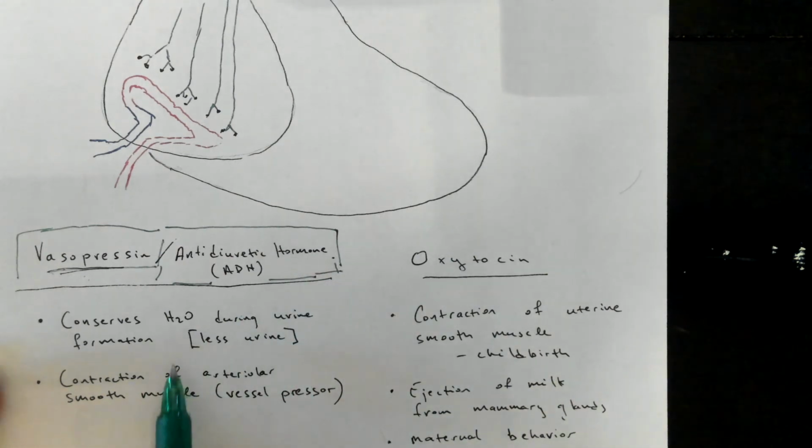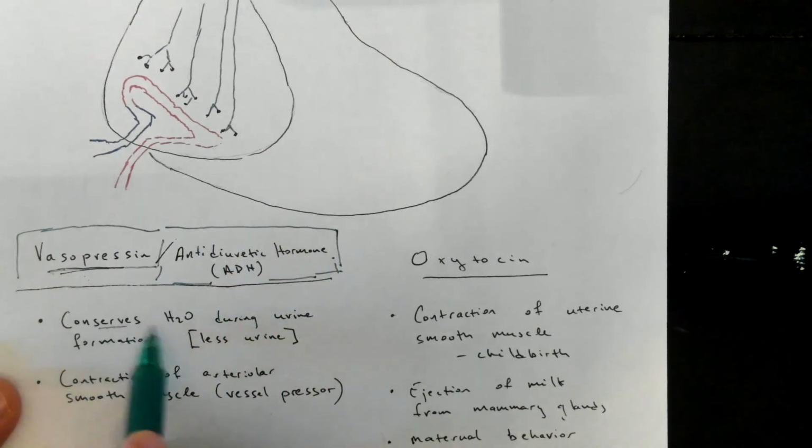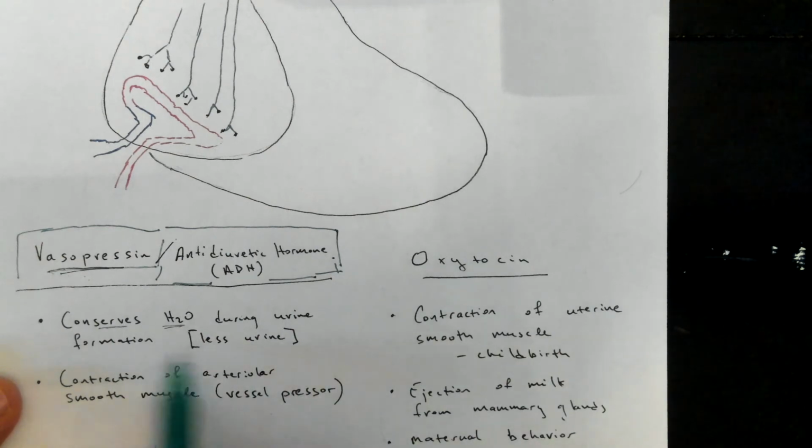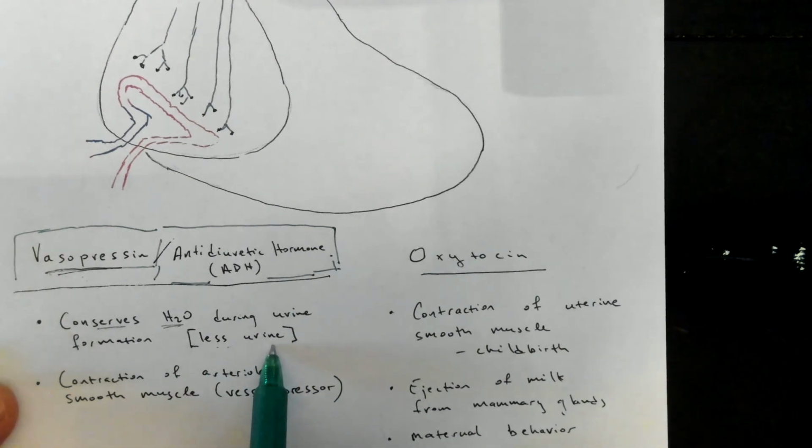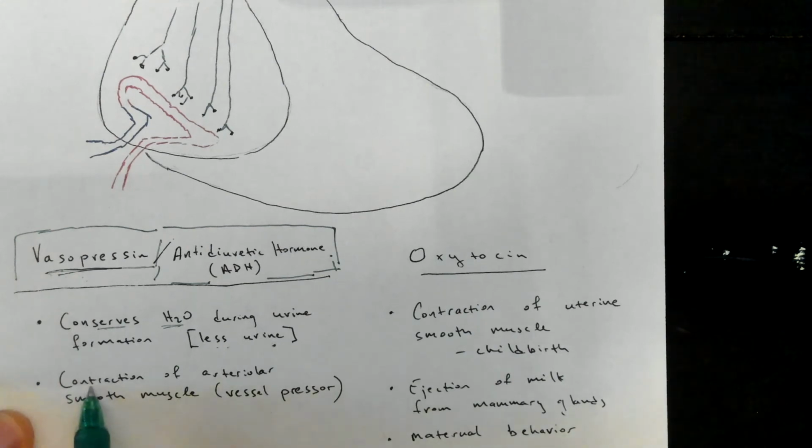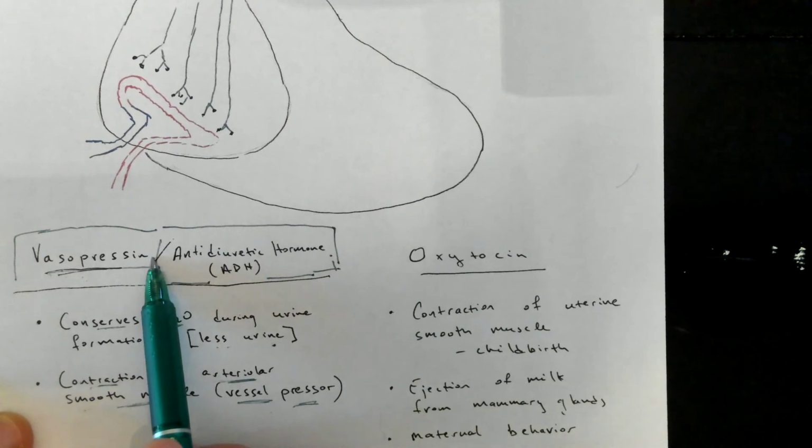So here are the functions of vasopressin / antidiuretic hormone. Conserves H2O during urine formation. Less urine is made, therefore you're holding on to that water because you're dehydrated. You do not want to pee it out. And this contraction of arteriolar smooth muscle, vasopressor. Those are the 2 functions of that hormone.